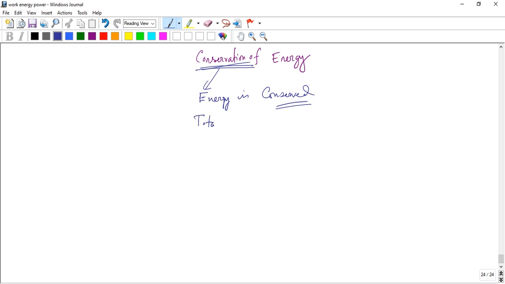Total energy is fixed. Some fixed value, like, suppose we take an example, consider 10 joule, that is a fixed energy. According to the conservation of energy principle, the principle says that energy can neither be created nor destroyed.